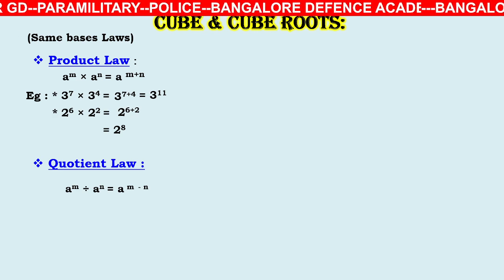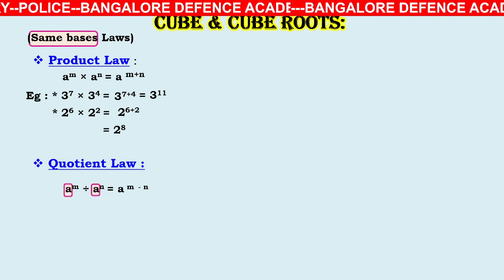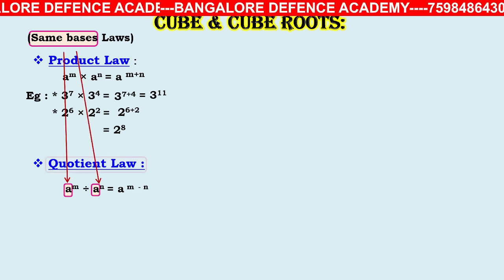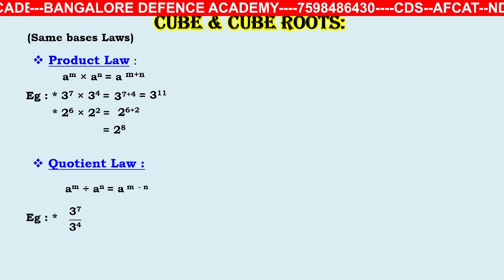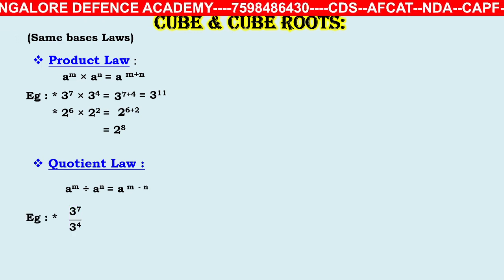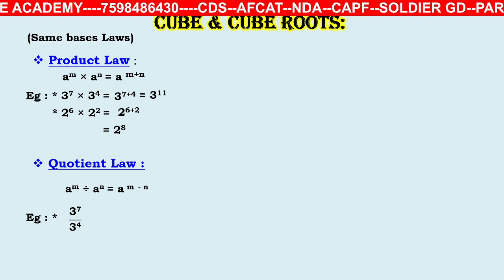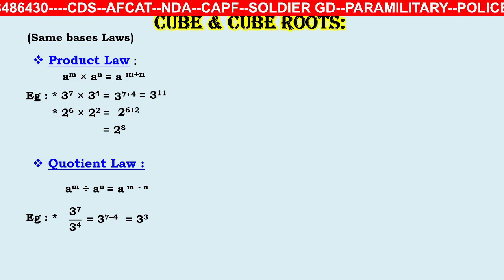Next you have the quotient law, that is division. a^m divided by a^n is equal to a^(m-n). If you have two equal bases and in between you have division, you are going to subtract the powers. So here you have bases 3 and 3 and powers 7 and 4. So you are going to subtract: 3 to the power of 7 minus 4. The answer is 3 to the power of 3.